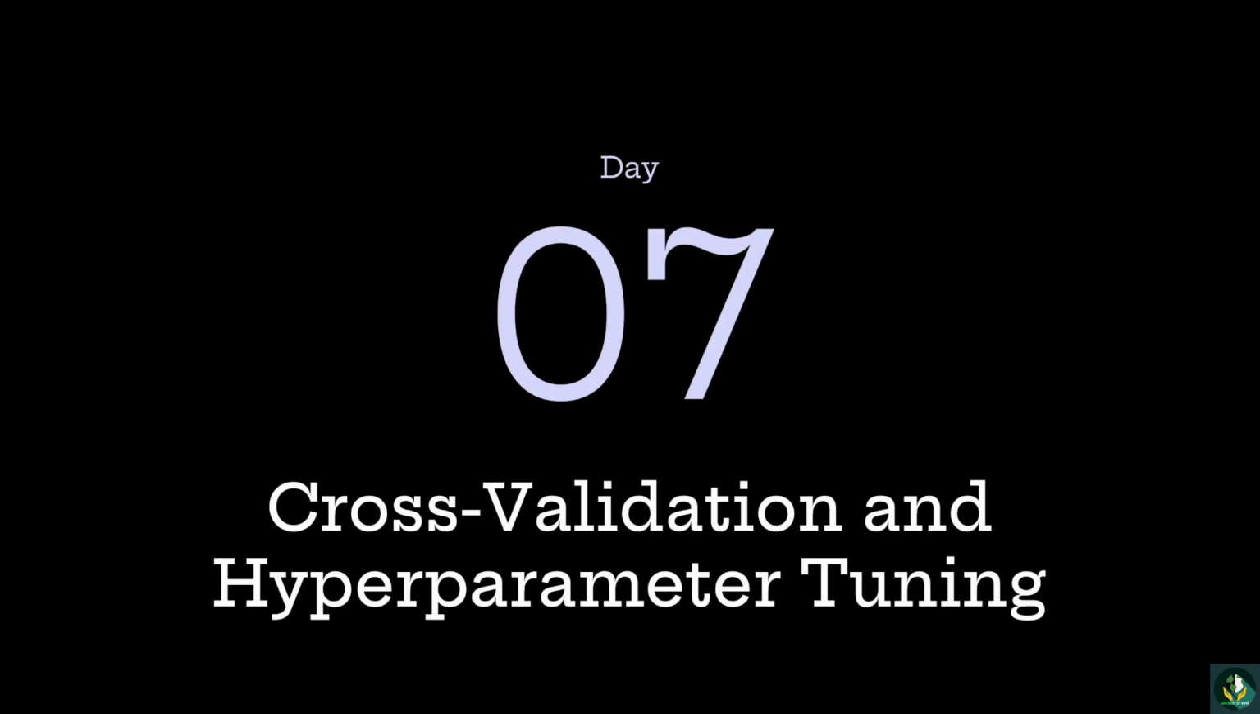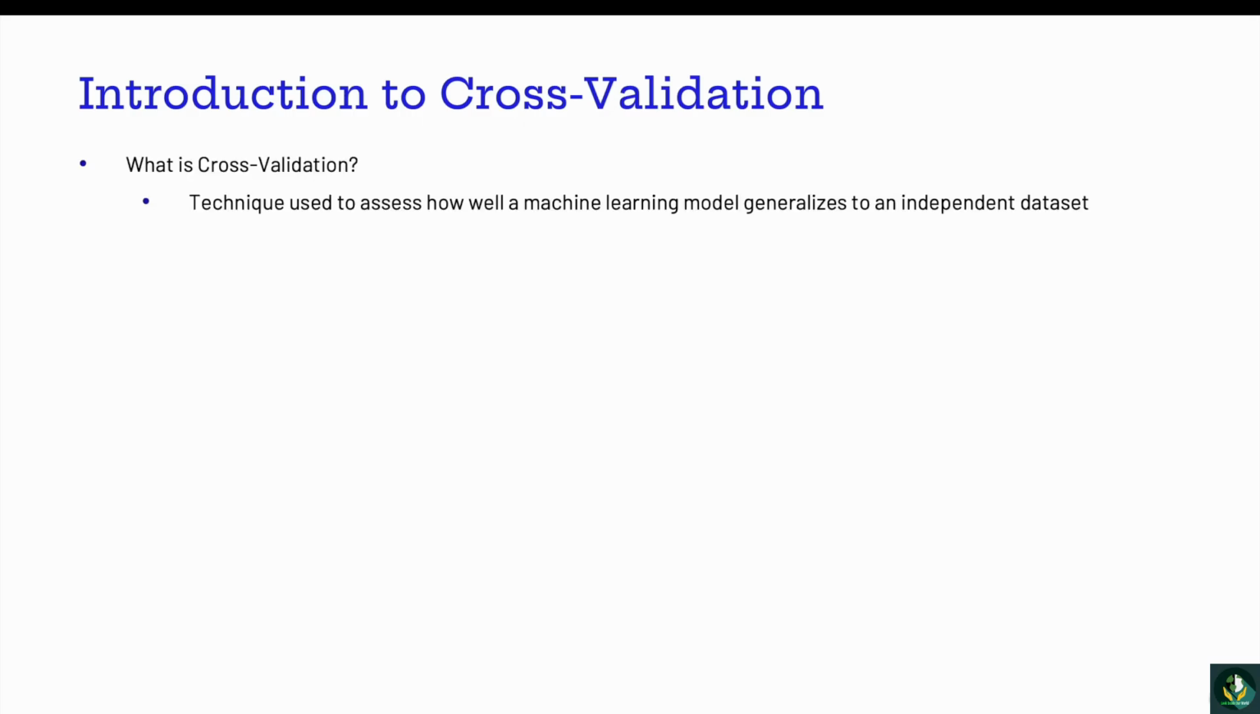Day 7, cross validation and hyperparameter tuning. So let's first dive into an introduction to cross validation. So what is cross validation? Cross validation is a technique used to assess how well a machine learning model generalizes to an independent dataset. It splits the data into multiple subsets called folds, ensuring that each data point is used for both training and validation.